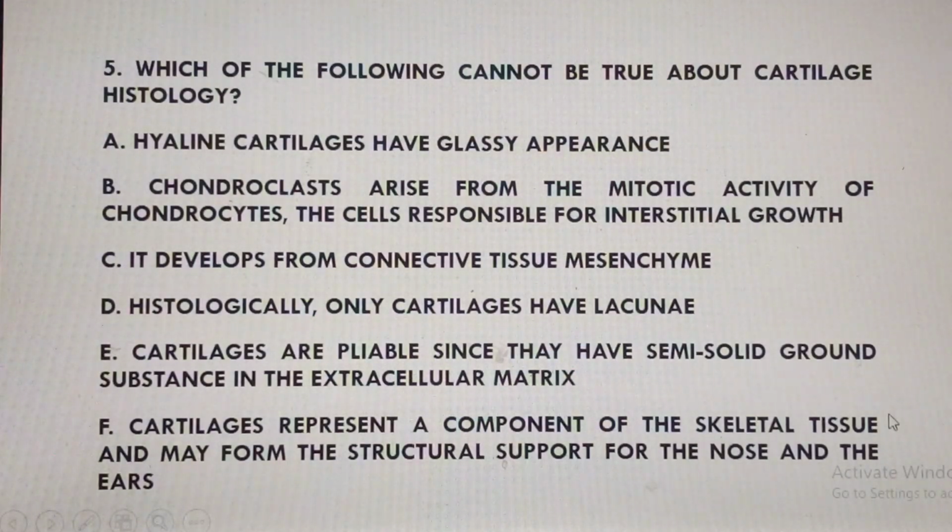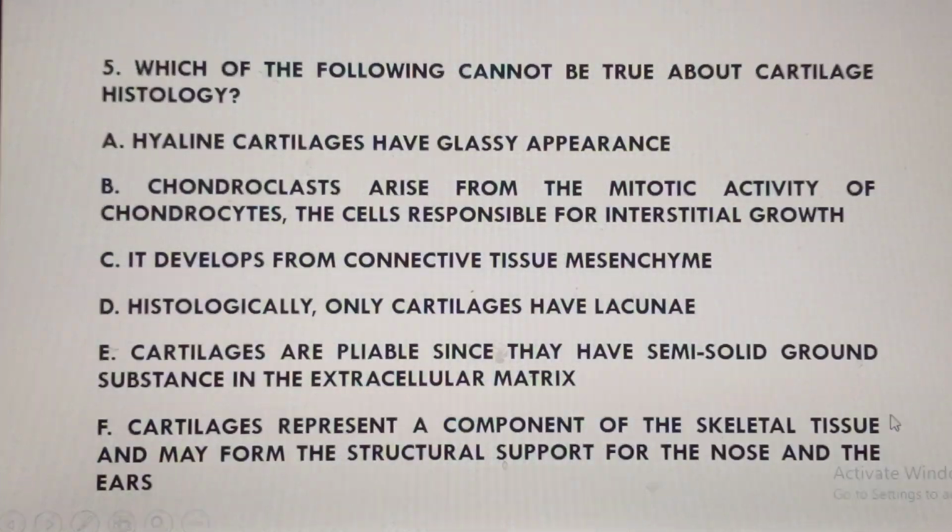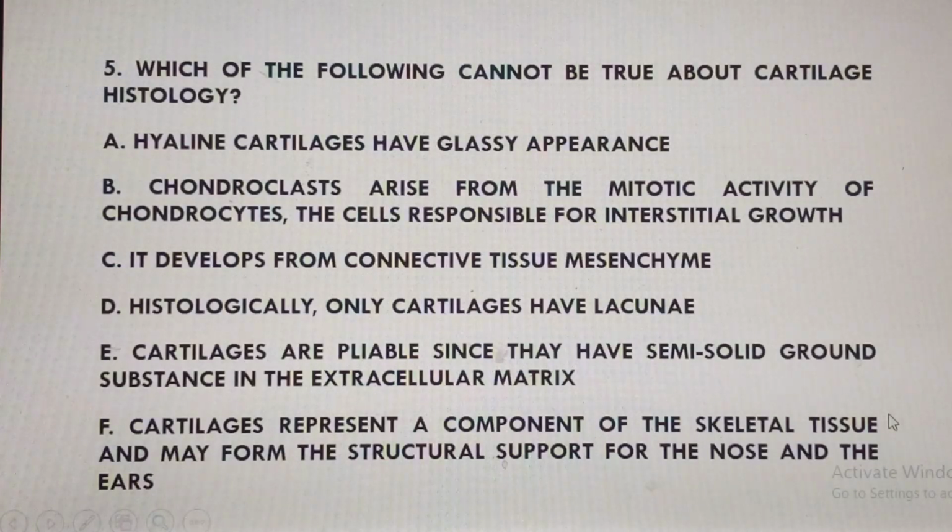And option F says cartilages represent a component of the skeletal tissue and may form the structural support for the nose and the ears. It's a very true statement, because yes, we know that the skeletal tissue is made up of bone and of course cartilage. And then we've seen that in the nose, the cartilages in the nasal septum, cartilages are doing that in the ears. Yes, that's a very true statement. So let's justify the answer.